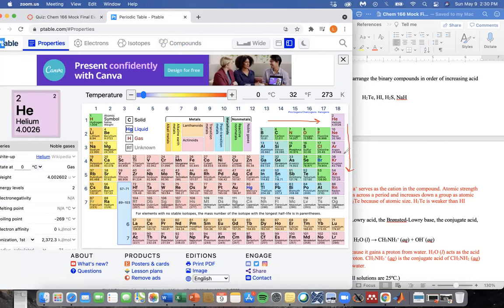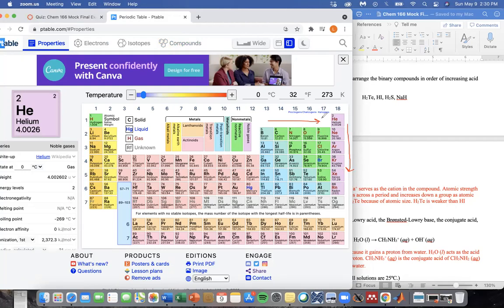So even though electronegativity increases across and up, when you compare two elements going down a group, the size is more important than the electronegativity. When you go down one of these columns, the size is more important than electronegativity. And so for these, you can compare sizes.